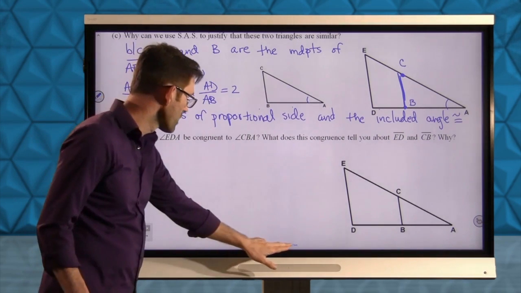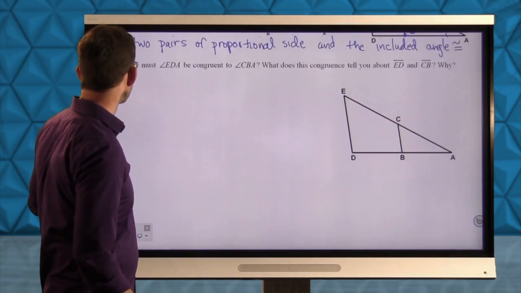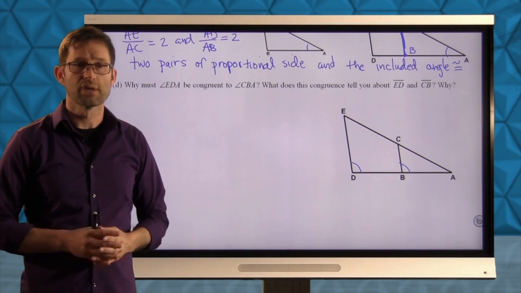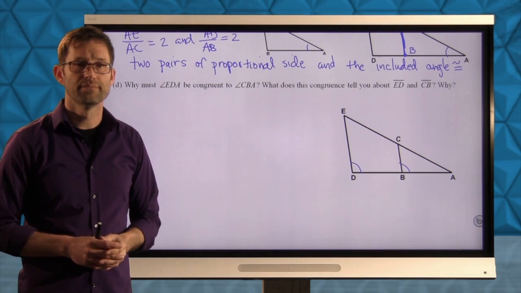Finally, letter D, why must EDA, right, which is this angle, why must EDA be congruent to angle CBA? Why must those two angles be congruent? And what does this tell you about ED versus CB, and why? So 2 questions here. Actually, maybe 3 questions.